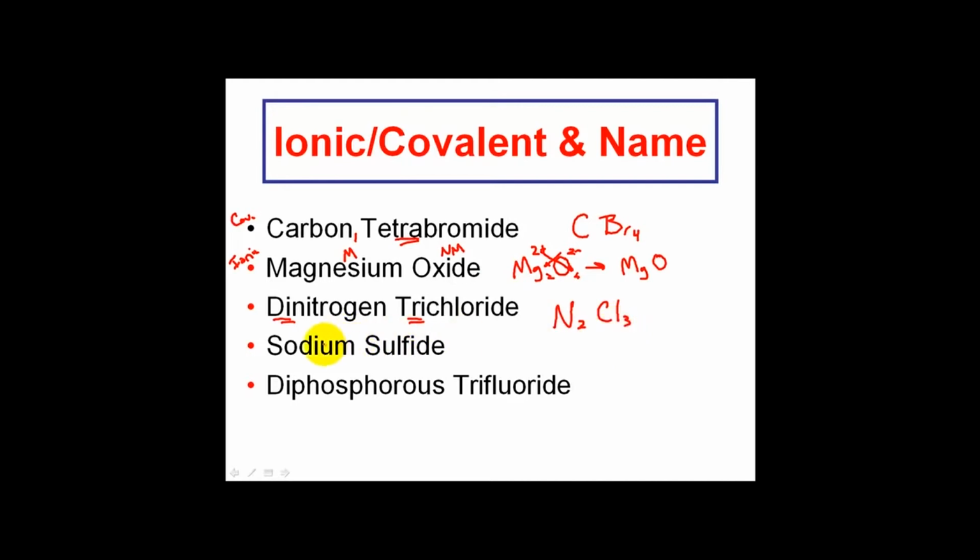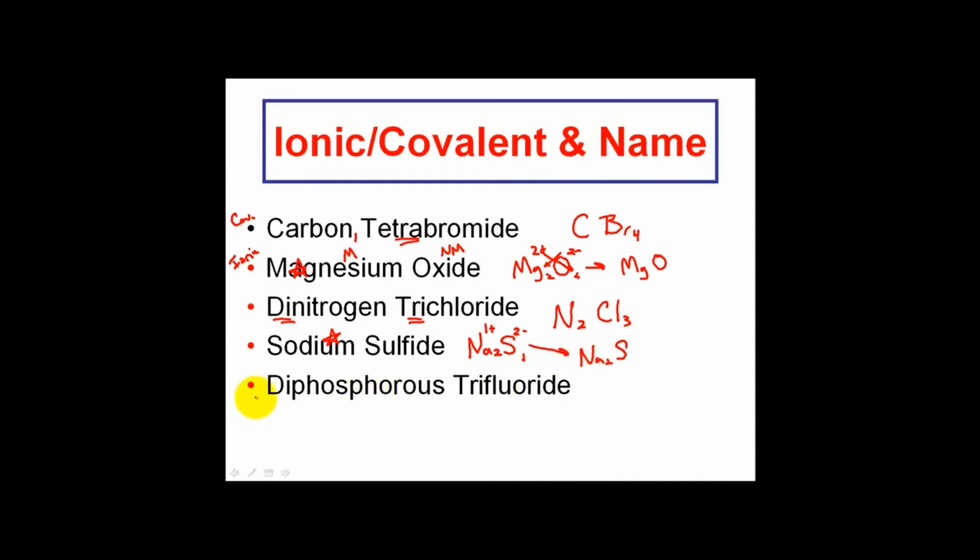Sodium sulfide, okay, I have no prefixes here, so anytime I have no prefixes, it's also another way of saying, ding, ding, ding, you probably have an ionic compound. So there's no prefixes here whatsoever. It's an ionic compound. Sodium's a metal. Sulfur is a non-metal. Let's write out the formula and then cross the charges. The 2 goes down here. The 1 goes over here. And what I end up with is Na2S.